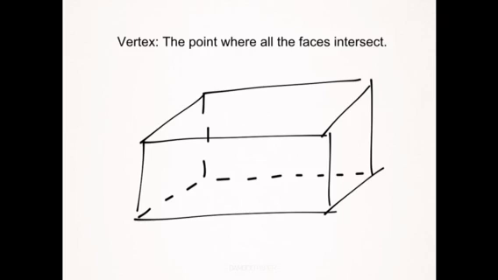A vertex. This is a vertex. This is a vertex. It's where all the faces intersect. So for this rectangular prism, there's going to be 1, 2, 3, 4, 5, 6, 7, and 8 vertices. That would be the plural, vertices.